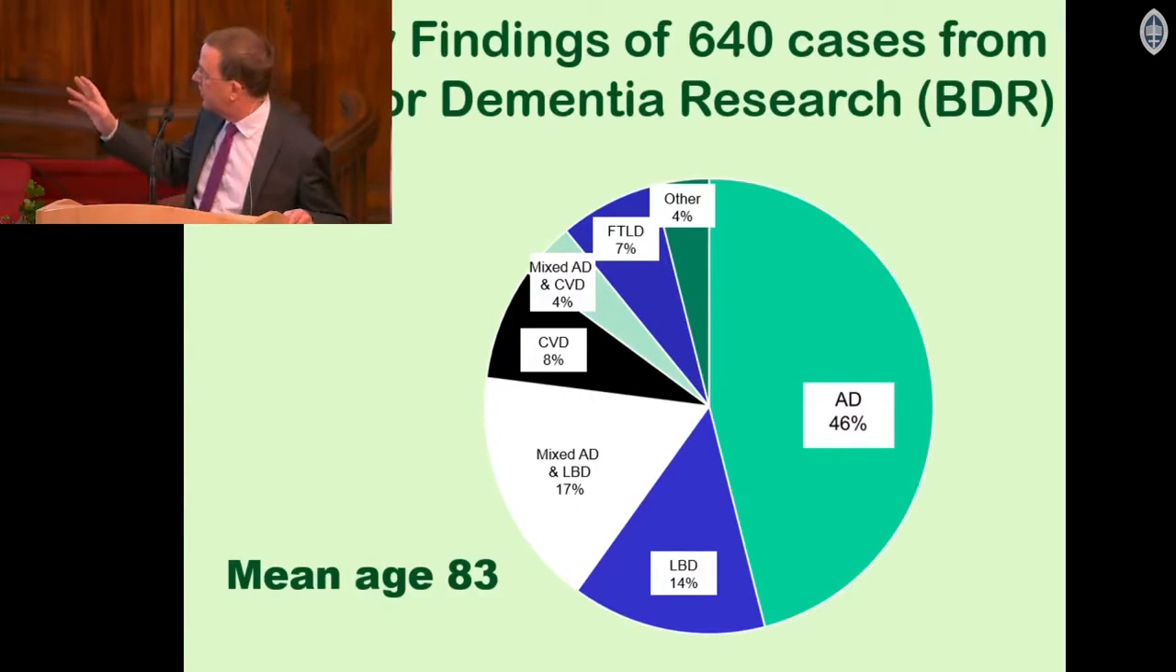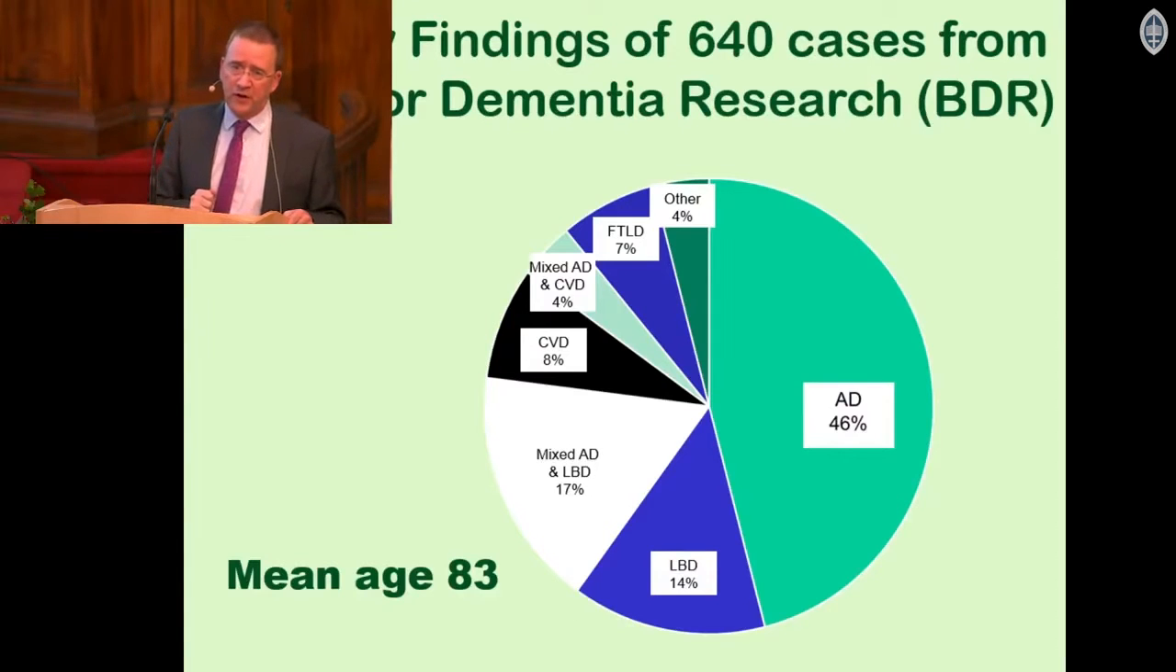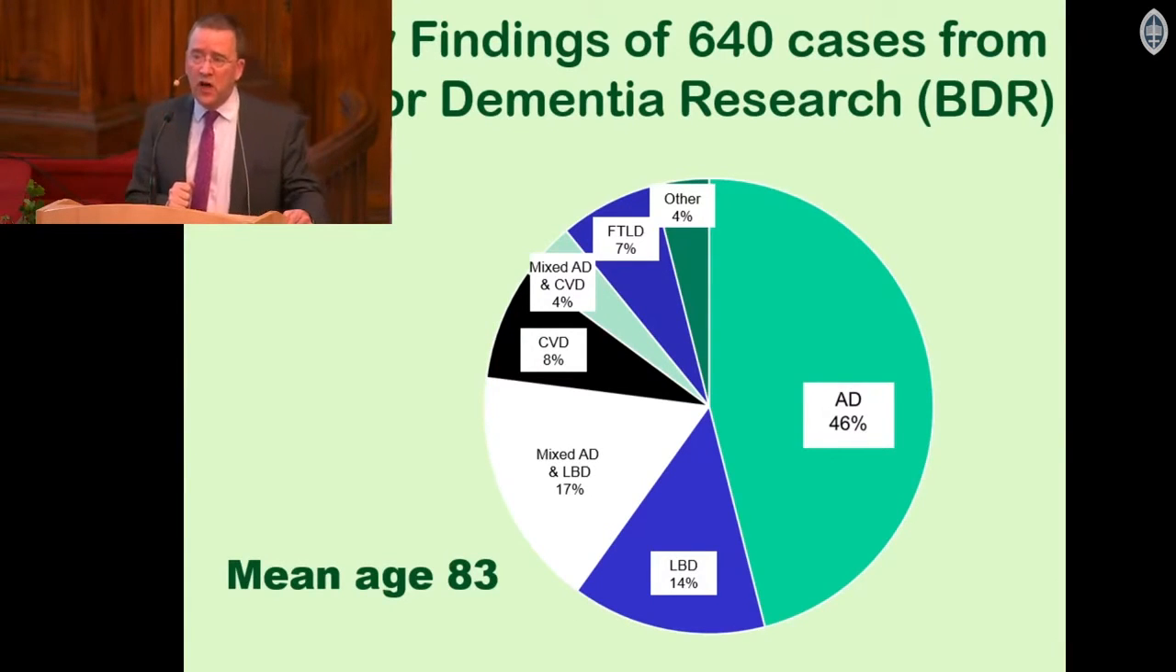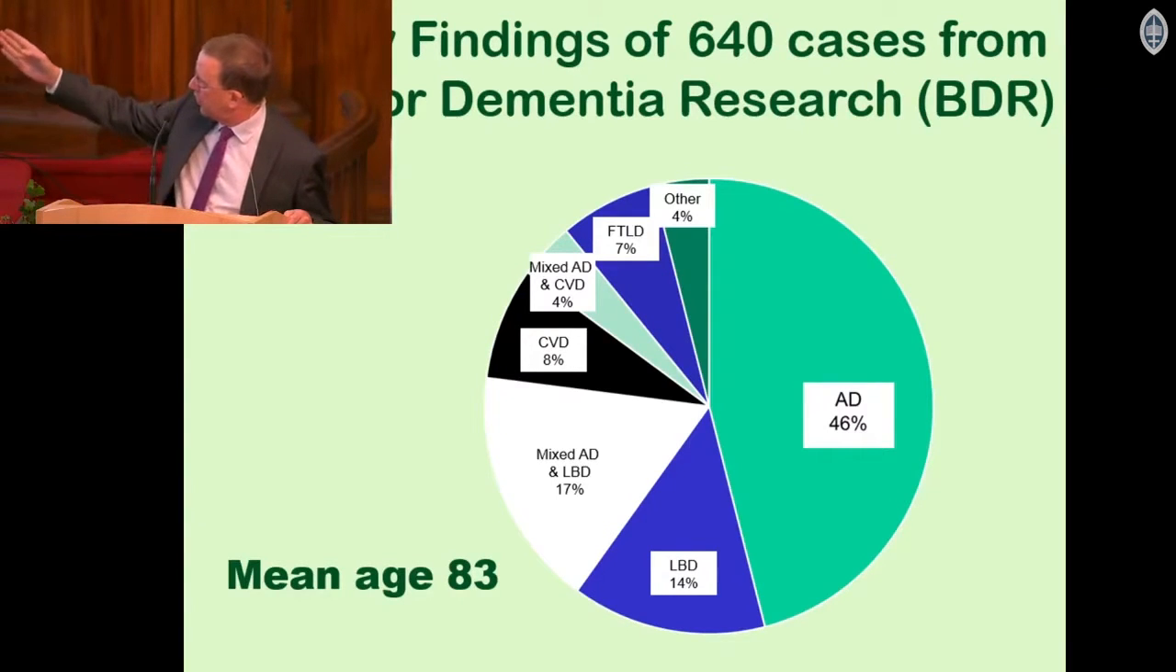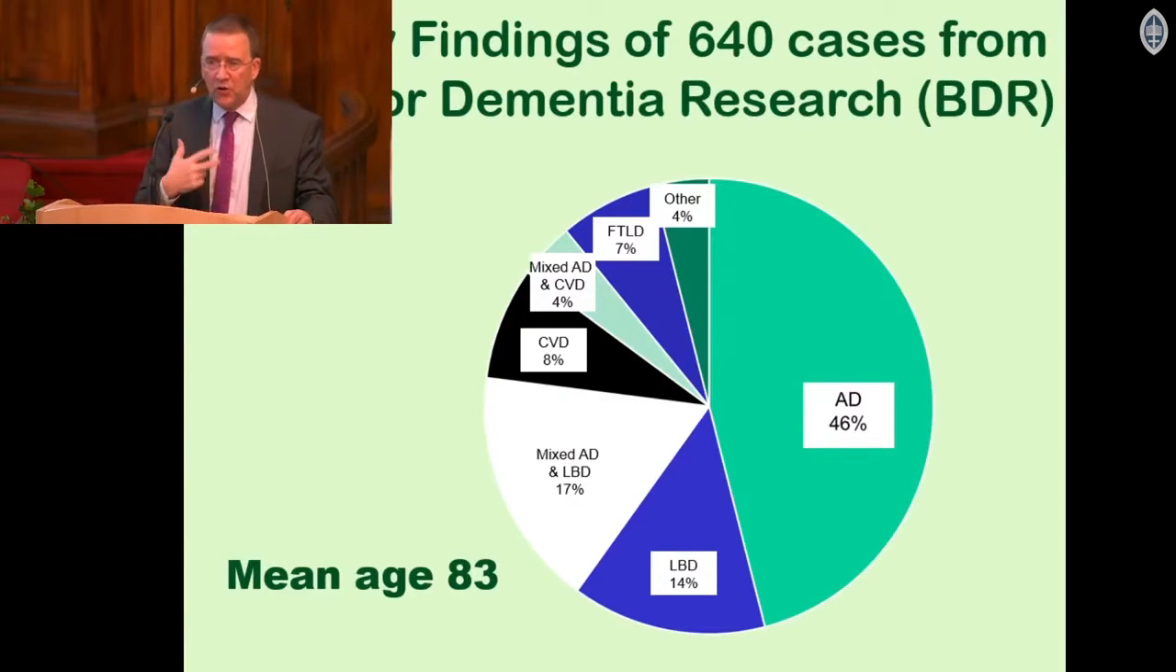So about half the causes are Alzheimer's disease in this study, which is lower than is usually said. But that's because Alzheimer's contributes to a lot of other diseases where there's other pathologies going on. So lots of people have more than one disease in the brain causing their dementia. Lewy body dementia is the second commonest cause. It's not usually recognized as such.